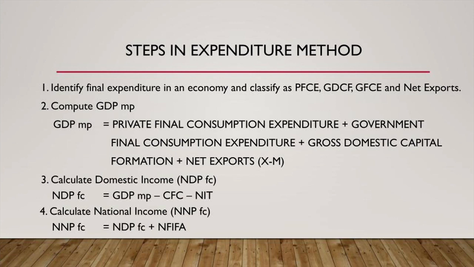The second step is to compute GDP-MP. GDP-MP is private final consumption expenditure plus government final consumption expenditure plus gross domestic capital formation plus net exports. Once GDP-MP is computed, you may compute domestic income NDP-FC. NDP-FC is equal to GDP-MP minus depreciation minus net indirect tax. As a last step, estimate net factor income from abroad and add that to domestic income to get national income. NNPFC is equal to NDPFC plus net factor income from abroad.